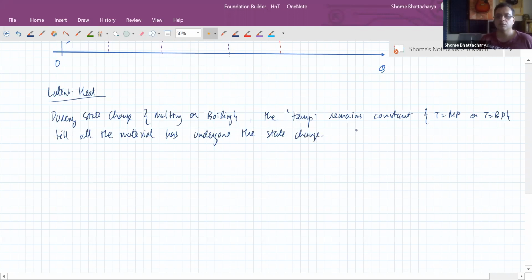So for example, if you have a certain mass of ice and it's reached 0°C, now at 0°C when you supply the heat, first all the ice has to melt, and only then will the temperature increase from 0°C, after all the ice has melted into water. It will not happen that part of the ice has melted into water and the temperature starts increasing. Until the melting process is 100% complete and you have no ice left, you have only water, until that time the temperature will remain constant at 0°C. That is what we mean by saying that the temperature remains constant till the material has undergone the state change completely.